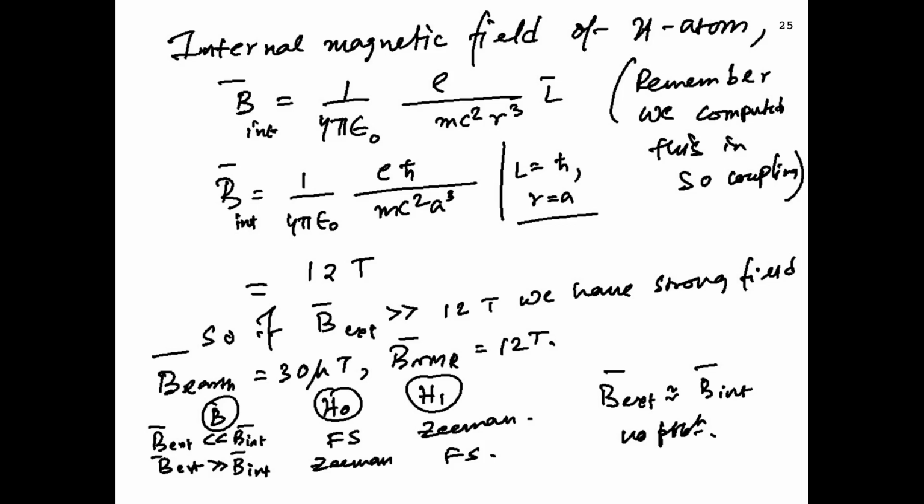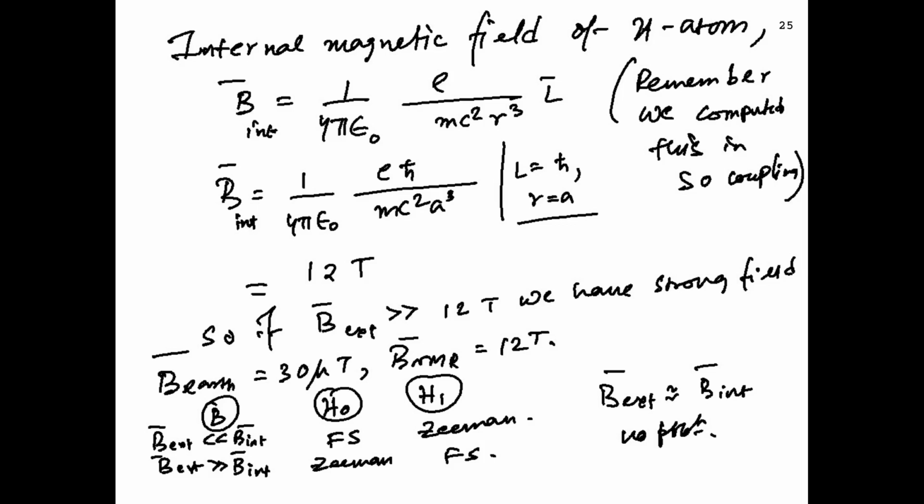So here is a bit of a number estimate. The internal magnetic field we calculated to be this, which you can plug in the numbers and estimate that for the smallest possible orbit, L is h bar, R is the Bohr radius, and if you compute that, you will get 12 Tesla. Now 12 Tesla is actually quite a large magnetic field, because a typical Earth's magnetic field, for example, is 30 micro Tesla, and in a lab it is rare, like in India there are very few labs where you can get 12 Tesla, and getting a static 12 Tesla field is very rare.